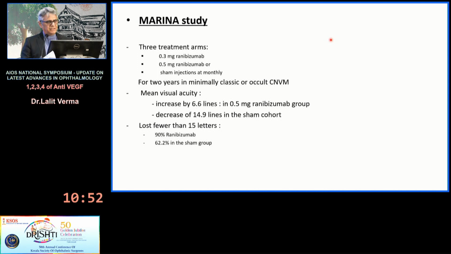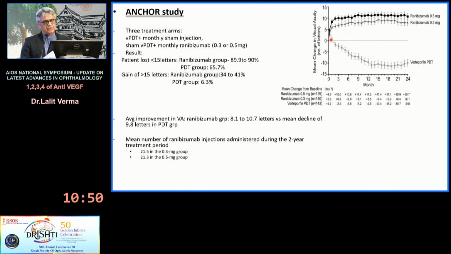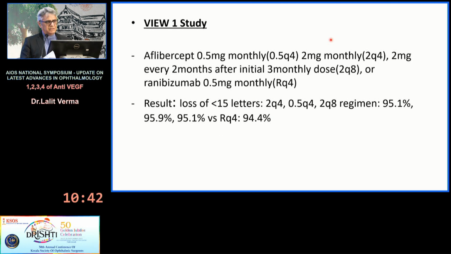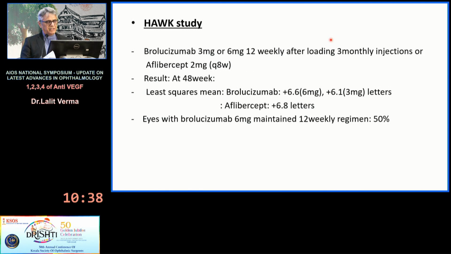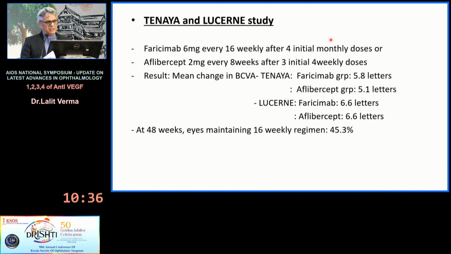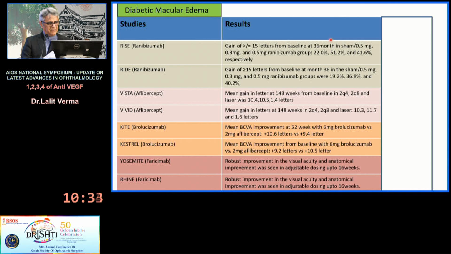This was the first pioneering study of ranibizumab. For the first time, they showed that the graph can go up. Up means the patient can now gain vision: not only maintenance of vision, but gain of vision. And this is the VIEW study of aflibercept, VIEW 1 and VIEW 2. Then HAWK and HARRIER for brolucizumab came up. Then TENAYA and LUCERNE for faricimab.